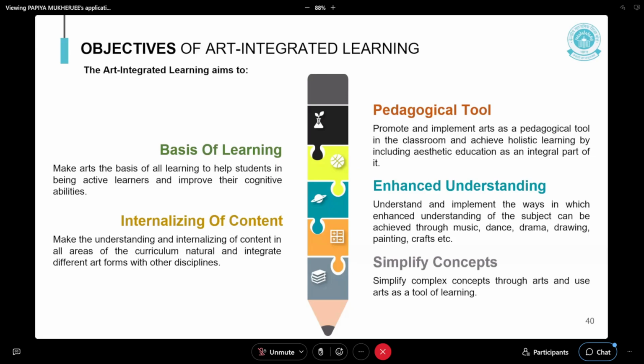When we use art to explain a concept, students' understanding becomes far greater. They internalize the content in all areas of the curriculum and in all disciplines.